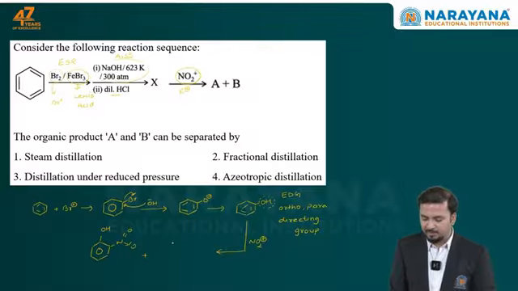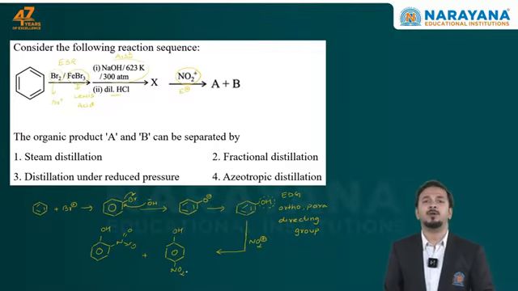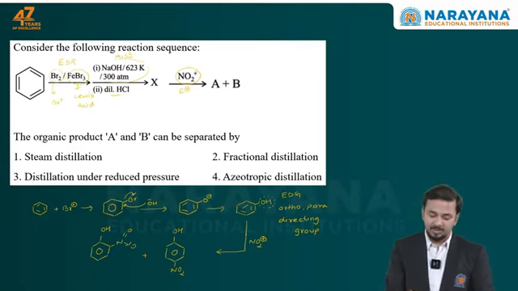and para-nitrophenol. So one of them will be A and the other one will be B. Now we know that para-nitrophenol will have intermolecular hydrogen bonding, because of which it is not steam volatile. But orthonitrophenol will be steam volatile, due to which they can be separated by the steam distillation method. So the correct answer for this question will be option 1.